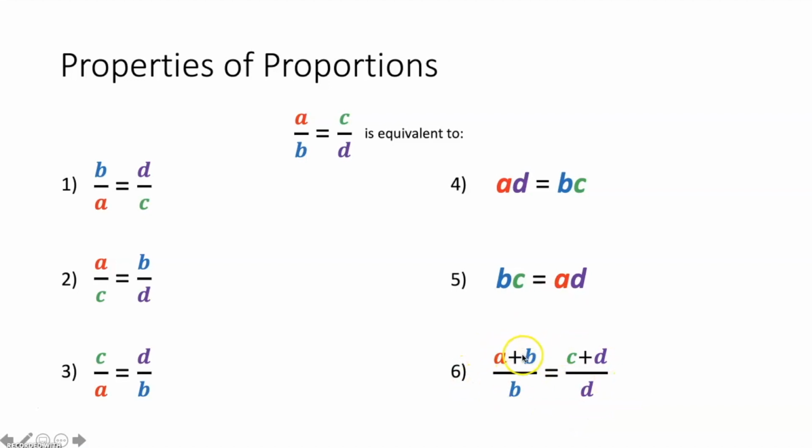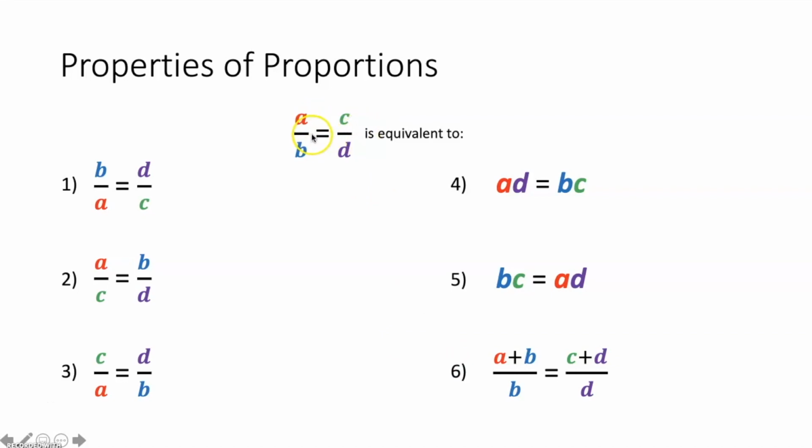For the sixth property down here, this looks a little confusing. We have A plus B over B is equal to C plus D over D. Interesting. How in the world would this be equivalent to this up here? Well, what actually happens is I'm going to add 1 to each side of this equation, meaning I'm going to add 1 over here and I'm going to add 1 over here.